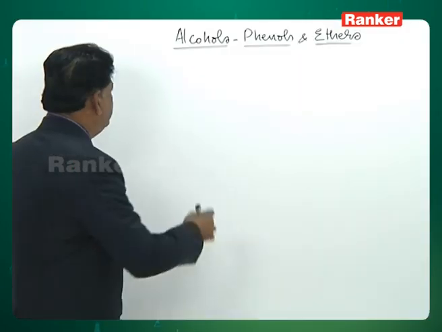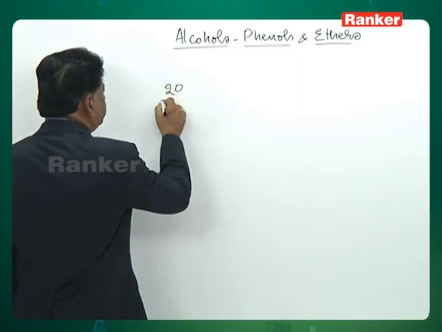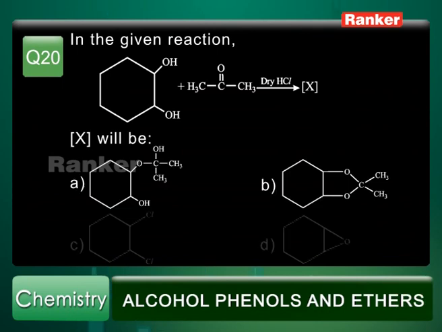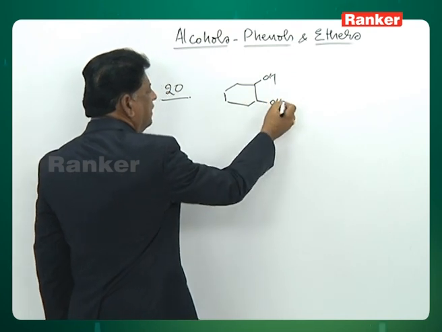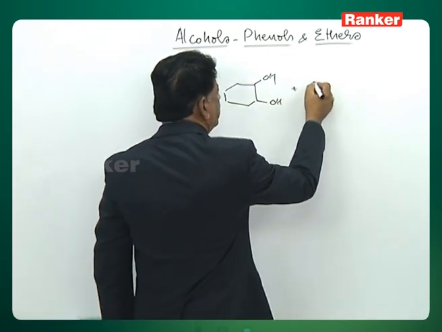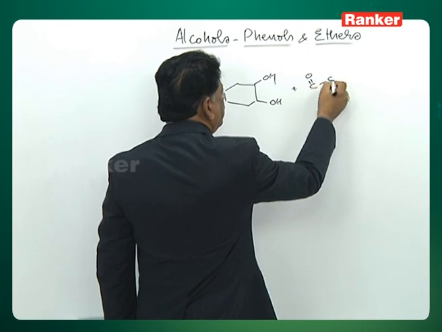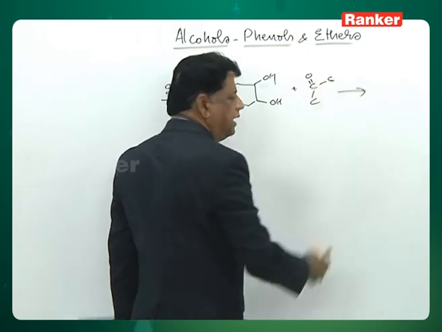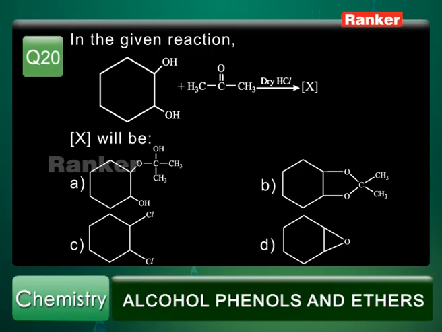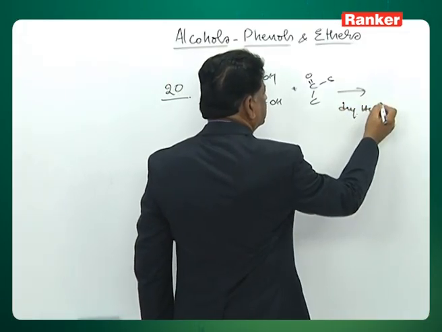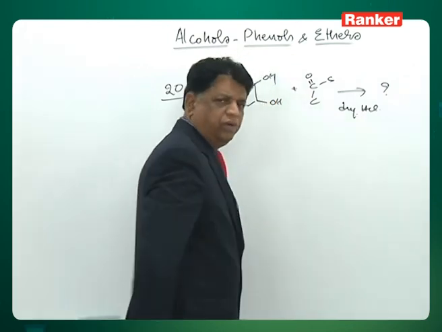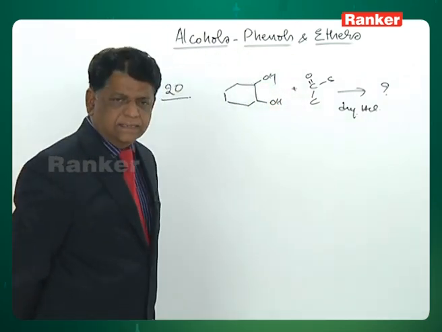So let's go for the 20th question. In this question, a compound containing 2 OHs side by side is treated with acetone. Acetone is a carbonyl group containing 2 methyls, and then dry HCl is added in order to get a product. The product is asked here.